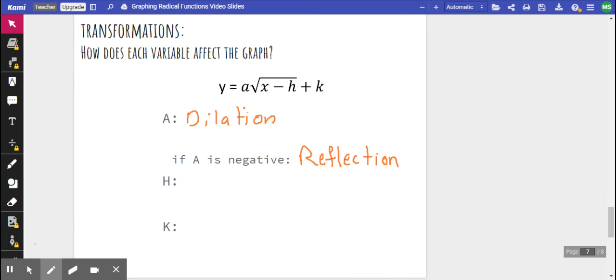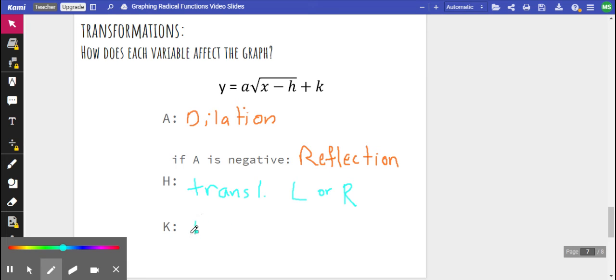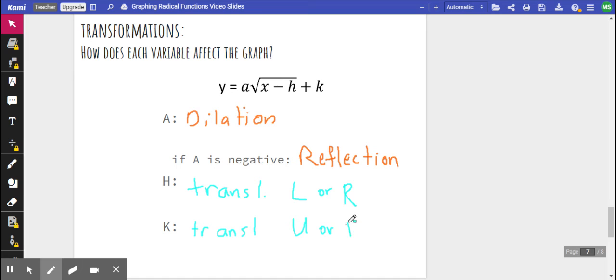For h, we know that that is going to be a horizontal translation, or translating left and right. And I'll just abbreviate that. Translate left or right. And then for k, that's also a translation. And in this case, it is moving up or down. And that's kind of some straightforward, simple notes on that.